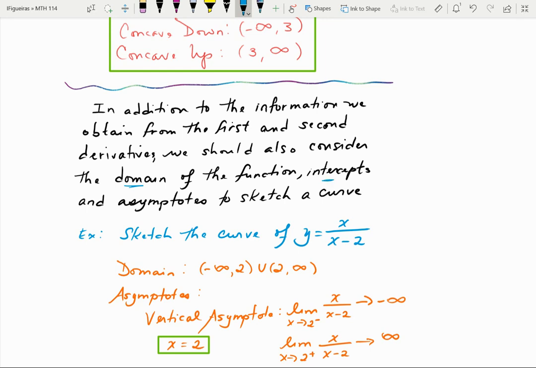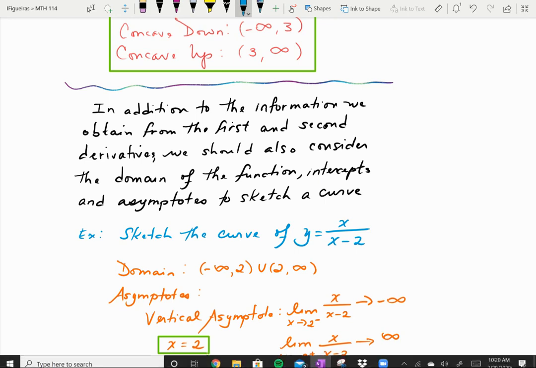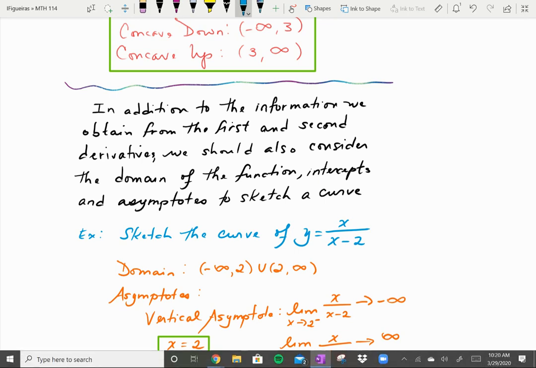Intercepts, especially y-intercepts, are easy to find, so we're going to look for that. And asymptotes. Some graphs have asymptotes, some don't. But if they have asymptotes, that's something you want to consider because it gives you a more precise graph. All right, so our first example is to sketch the curve of y equals x over x minus 2.